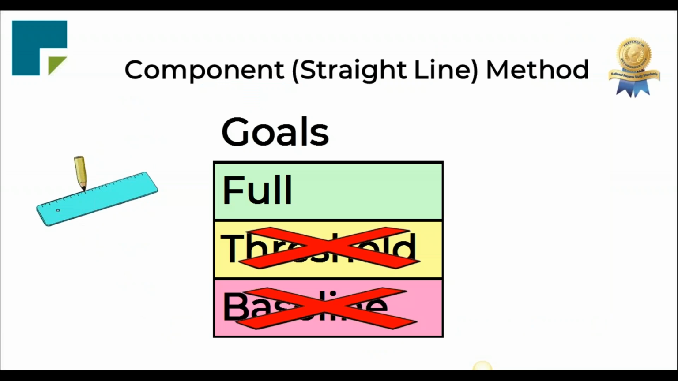The component method only pursues the conservative full funding objective. Because every component stands on its own, the component method can't share funds between components, preventing it from pursuing threshold or baseline goals.